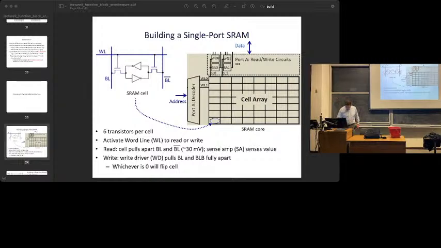These are usually all minimum or very close to minimum size transistors. And we've got a bunch of them hanging off of a bit line. So here are my bit lines going down here. So I might have 64 or 128 or 256 rows. So I've got that many SRAM cells hanging off of those bit lines. So that means these bit lines are fairly long, and they've got a lot of transistors hanging off of them.